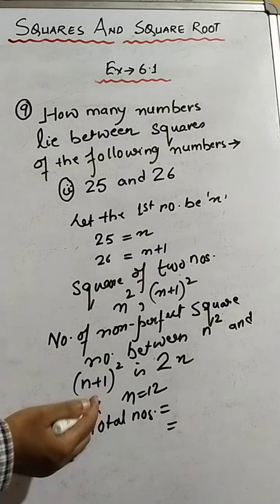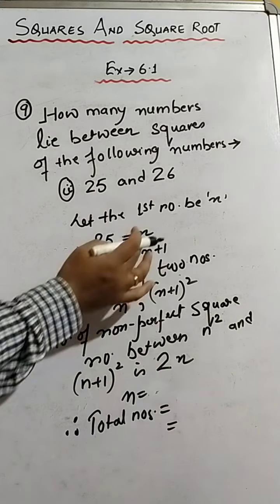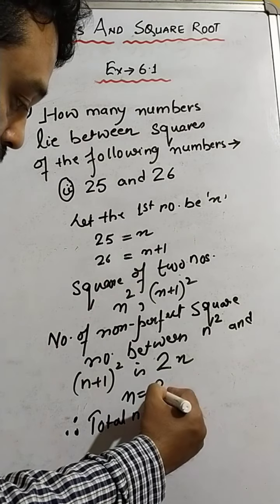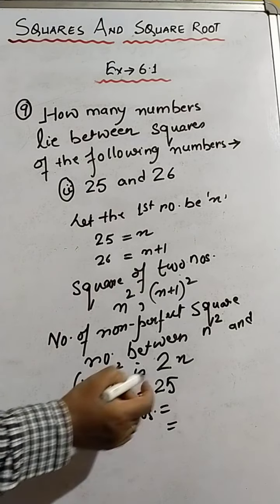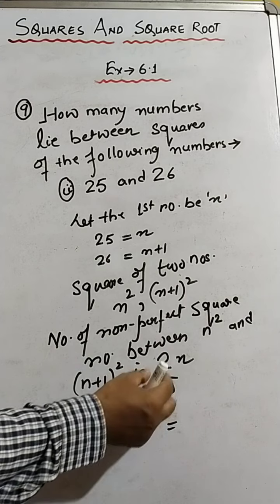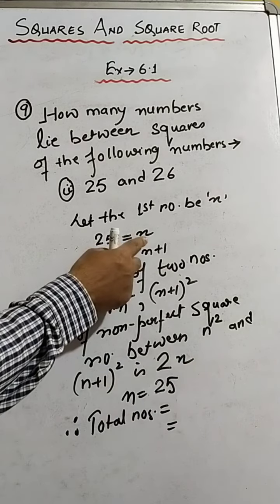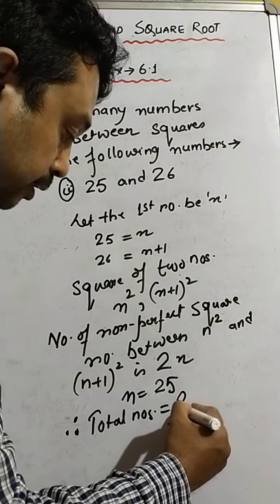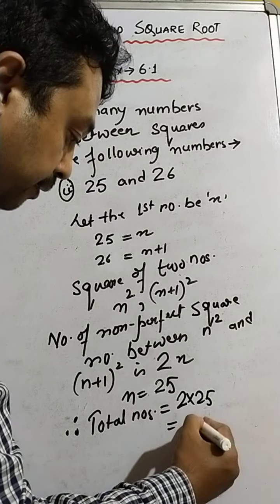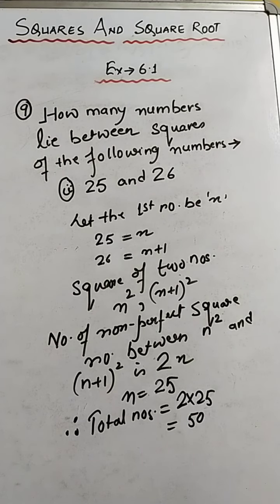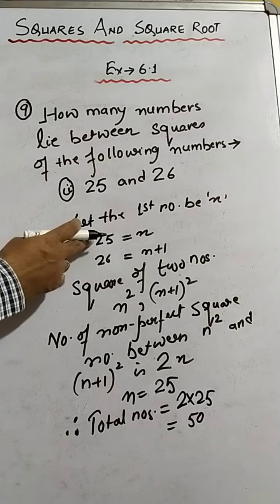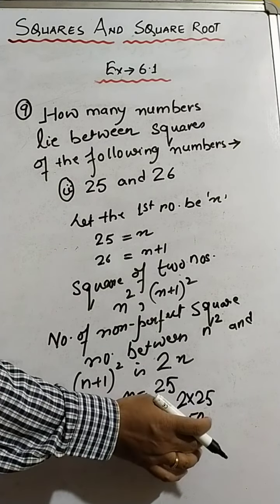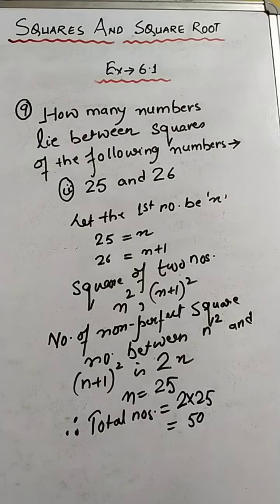Fine. So n is what here? What is the value of n here? 25. So we'll write 25. So the total numbers will be what? 2n. 2n means what? 2 into n. And since the value of n is 25, so we'll write 2 into 25. So the total number of non-perfect square numbers between 25 squared and 26 squared would be 50. Okay, so it is as easy as this, students.